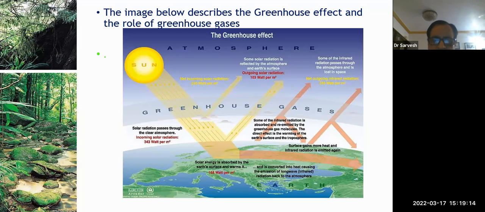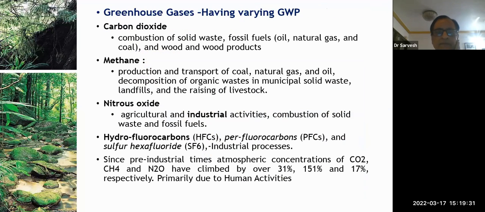And because of the higher concentration of the GHG, they absorbed more heat and reflected back to the earth. That led to the rise in the temperature of the earth. This is the simple science that is advocated, that has been prescribed for the greenhouse gas effect.